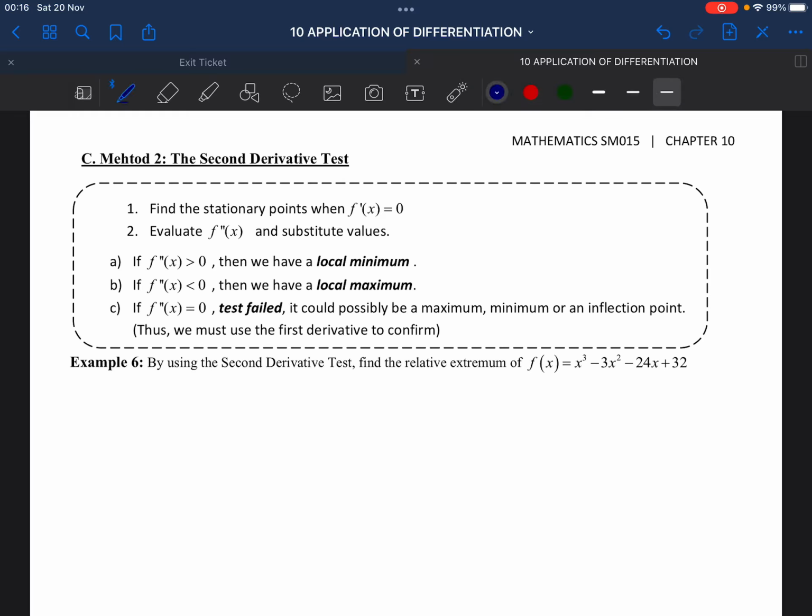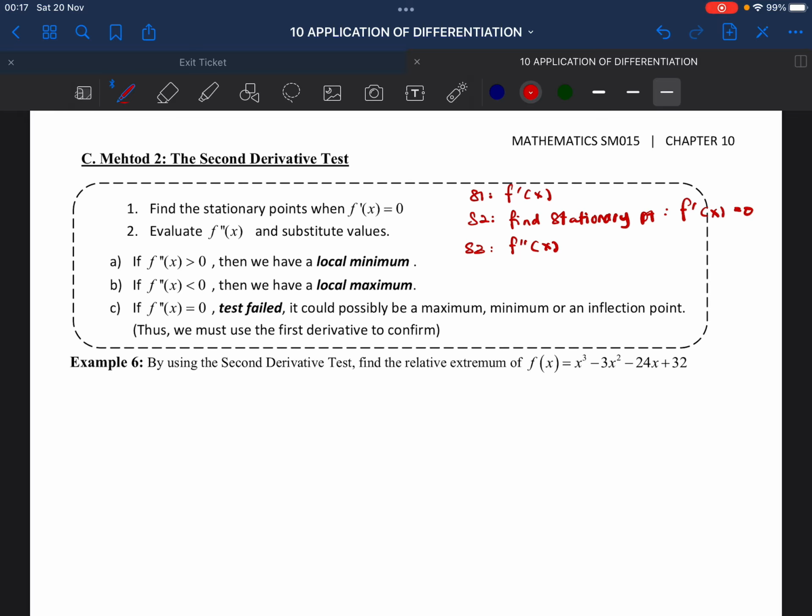The first step here is we have to find our first derivative first. Apa yang kita buat dekat dalam first derivative test tu, benda yang sama lah kita akan ulang. Then we are going to find the stationary point. How to find our stationary point? f prime x must equal 0. And the third step here is we are going to find our second derivative.